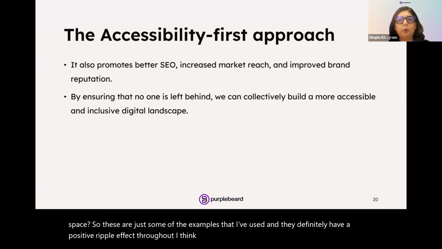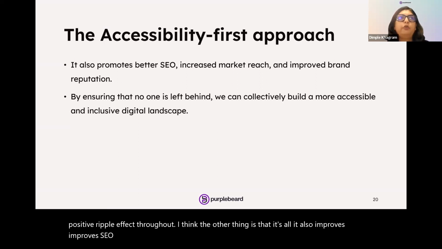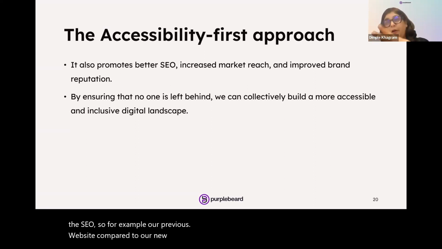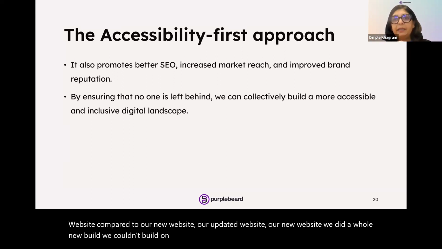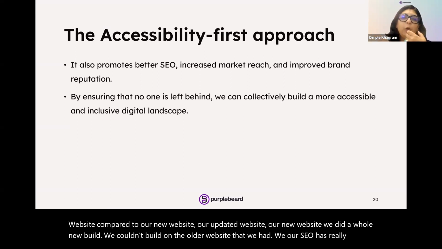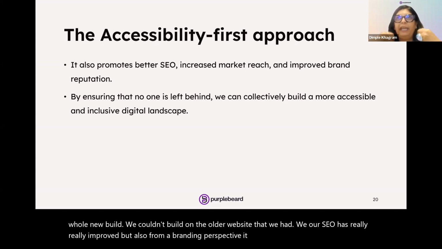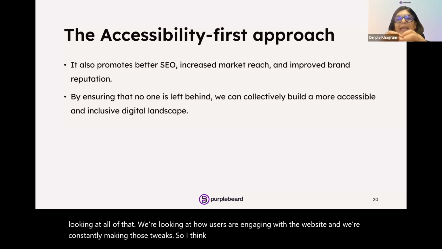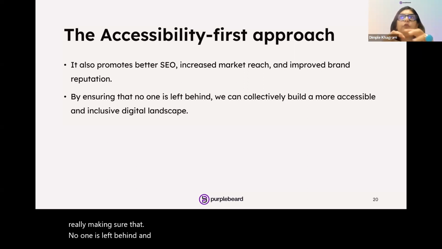I think the other thing is that it also improves SEO, market reach, and brand reputation. When you look at the SEO, for example, our previous website compared to our new website, we did a whole new build. We couldn't build on the older website that we had. Our SEO has really improved, and from a branding perspective, it's more engaging. We're looking at how users are engaging with the website, and we're constantly making those tweaks. By building accessible experiences, we are making sure that no one is left behind, and we can truly make sure that it's an inclusive digital landscape.